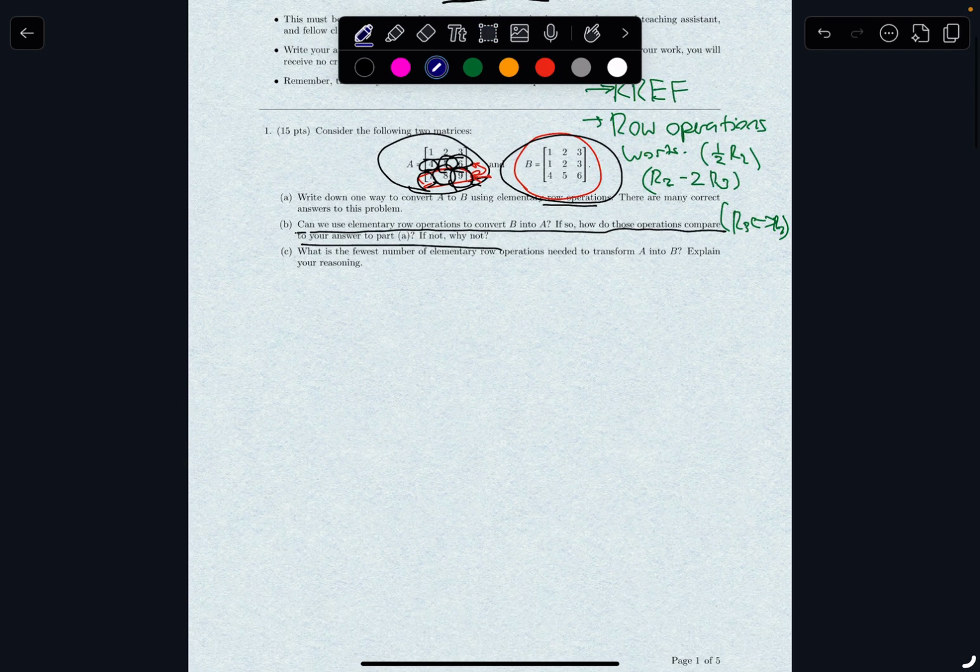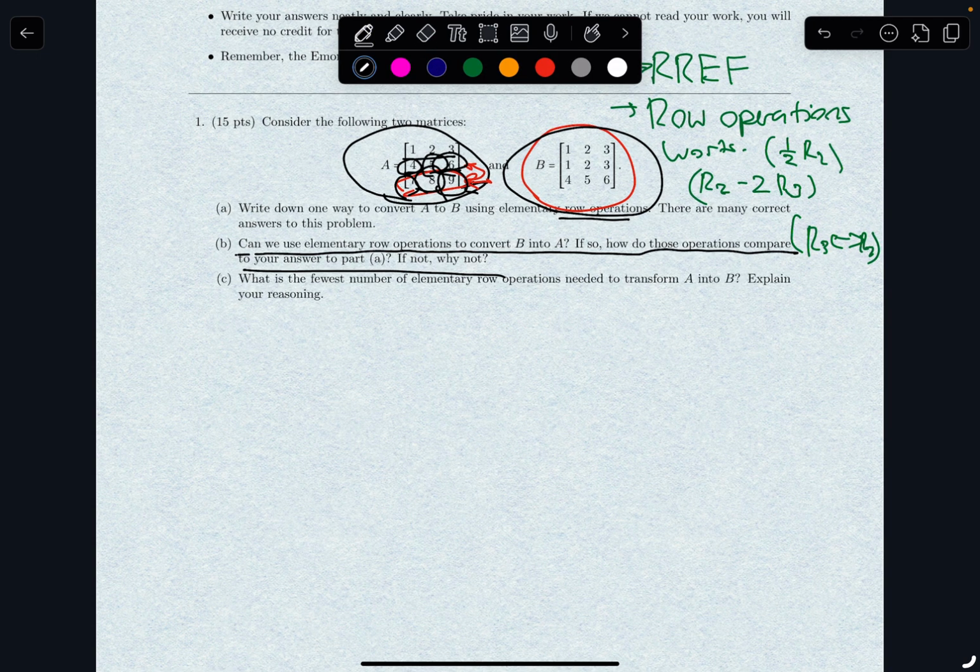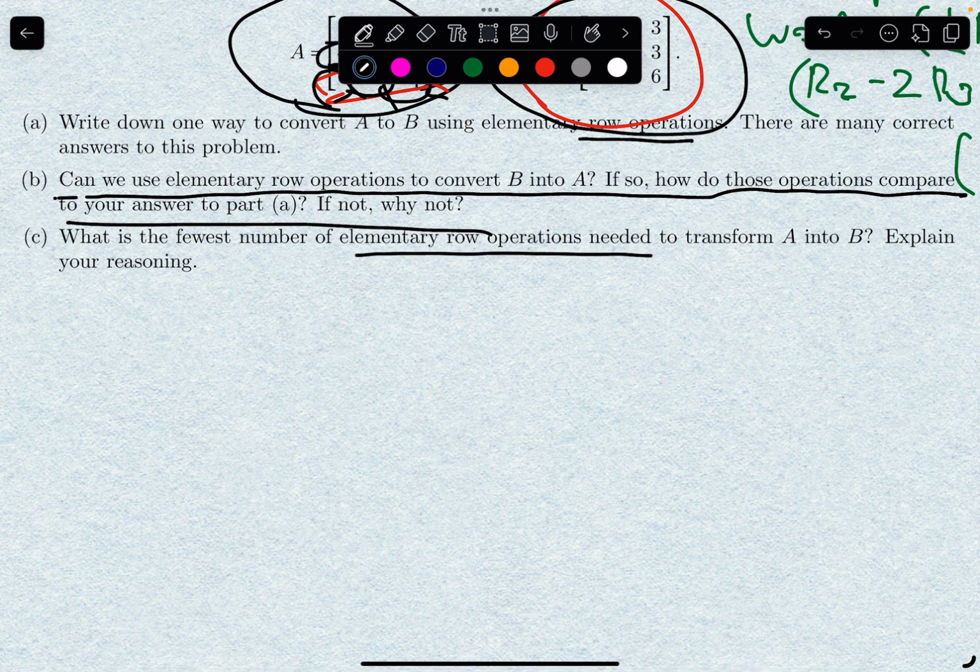Pretty straightforward. But essentially that's got to do with inverses and taking it backwards. Just a little cool thing to notice. Now, what is the fewest number of elementary row operations that we can do to transform A into B? That's where it gets interesting, right?